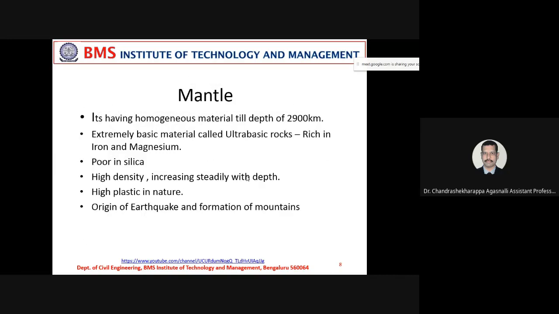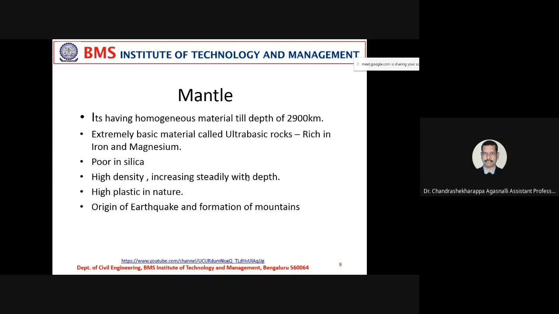So let's go to the mantle, the middle part of the earth. It has homogeneous material down to a depth of 2,900 kilometers. What is the material there? What type of minerals and rocks are there in the mantle part?